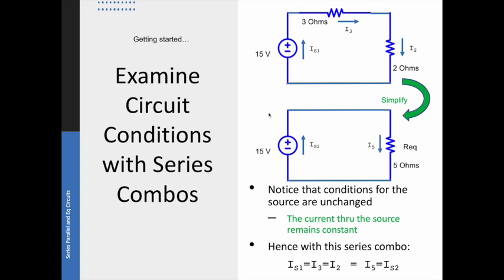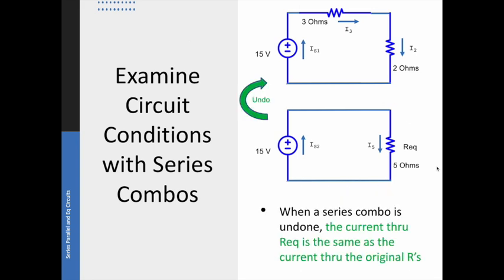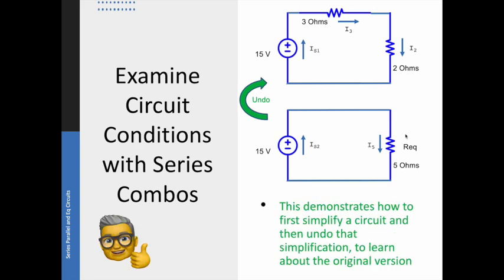That also implies that the current through the 5 ohm resistor is the same as the current through each of these in the original series combination. So if we go from the simplified version of the circuit back to the original, we know that the current that we have through this R equivalent is the same as the current through the original resistors that resulted in that series combo. This demonstrates how to first simplify a circuit and then undo that simplification to learn about the original version.